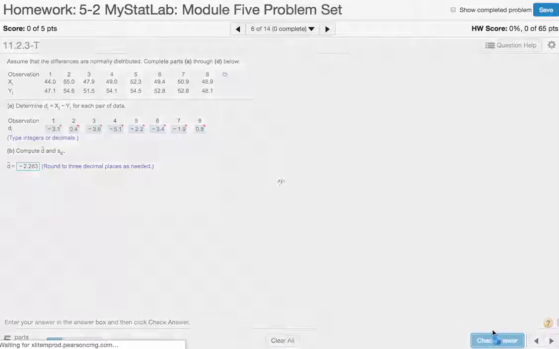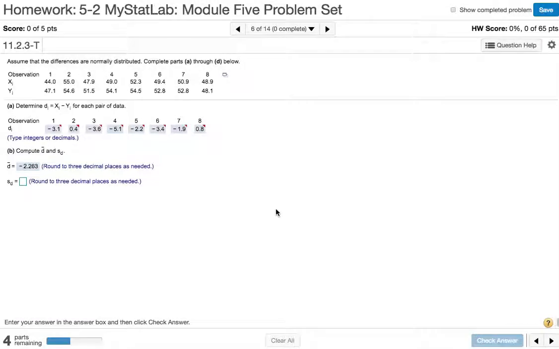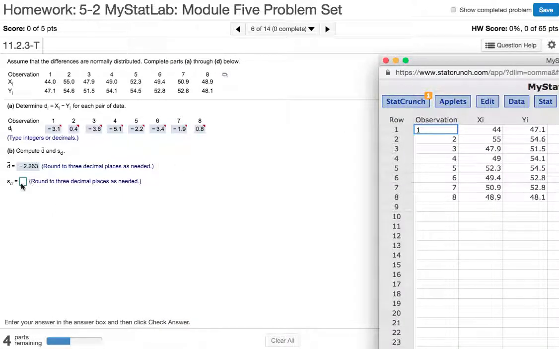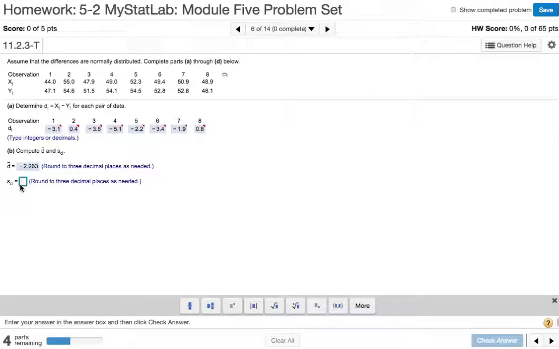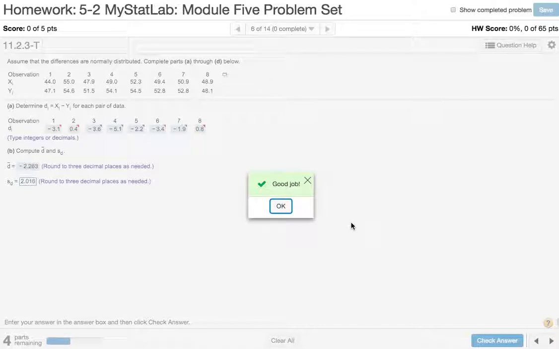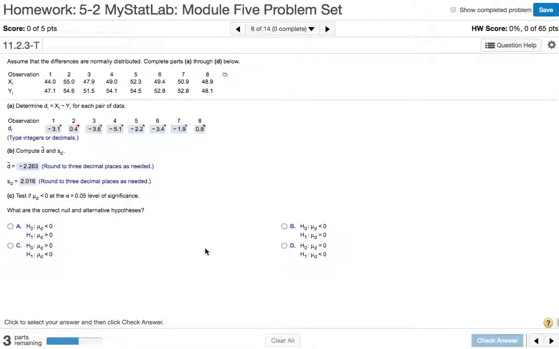And I'm going to check that. All right. And then the standard deviation was also computed, so that's just 3 decimal places, so 2.016. And then check the answer on that. Okay, good. So now we're on to the next one.